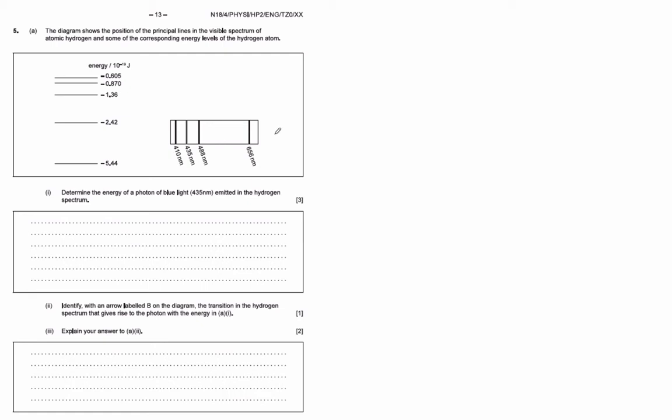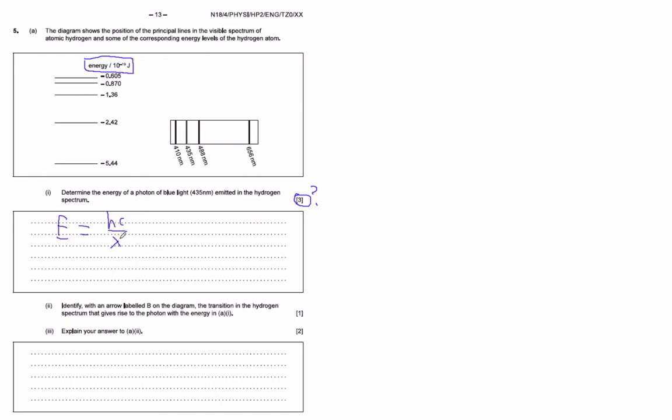Okay, let's see, atomic hydrogen. The hydrogen atom, all right, there we go. Notice that this, by the way, is in 10 to the minus 19th joules as opposed to electron volts. It took me a little while to figure that out. Determine the energy of a photon of blue light emitted in the hydrogen spectrum. The mystery to me is why that is worth 3 marks. You're just going to do E is hc over lambda, using the hc that's in the front of the data packet.